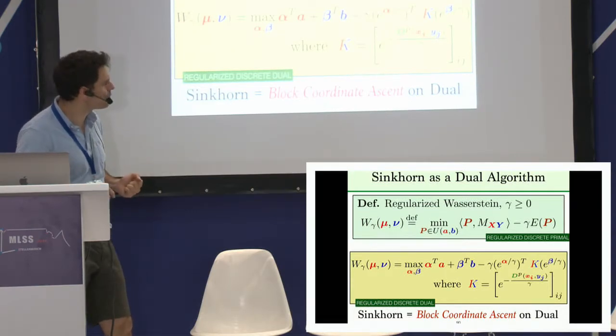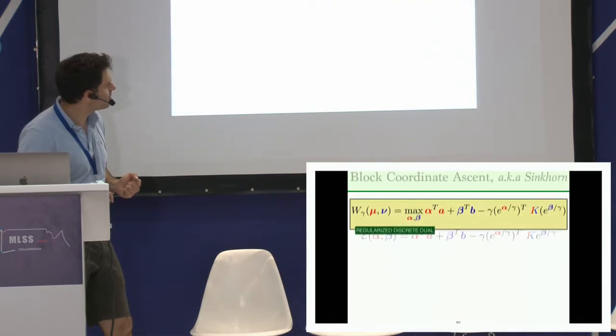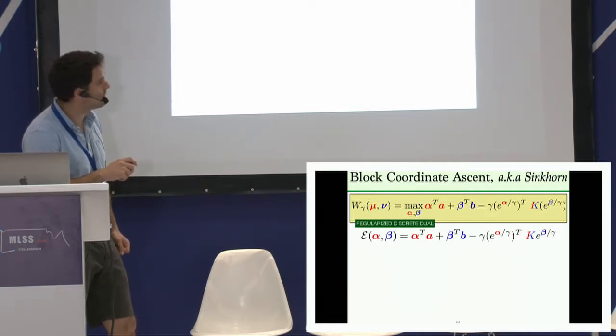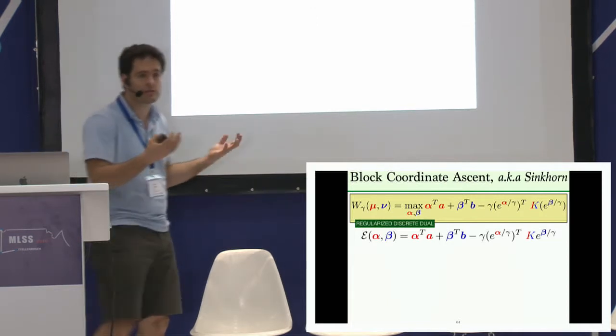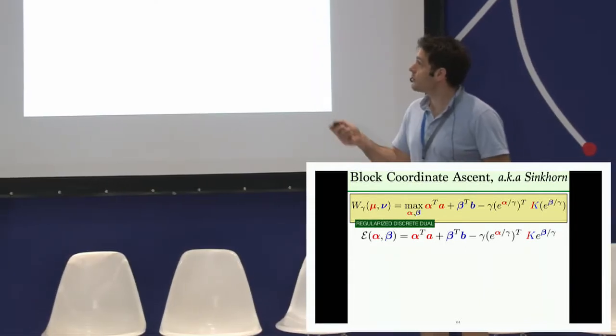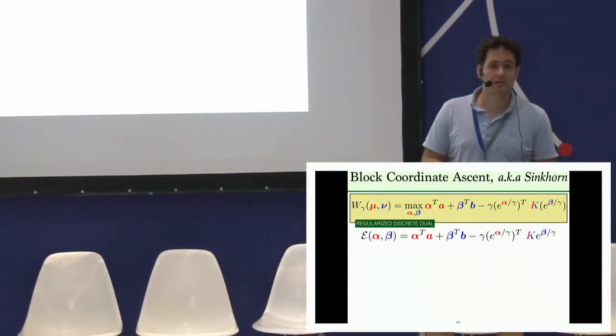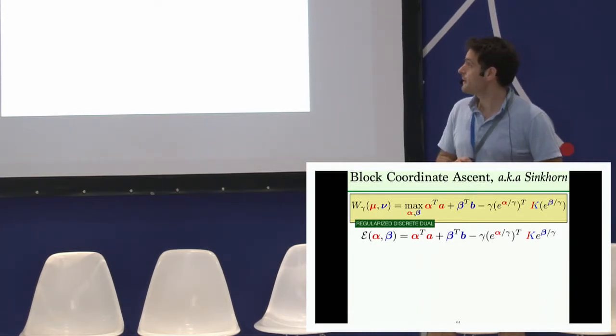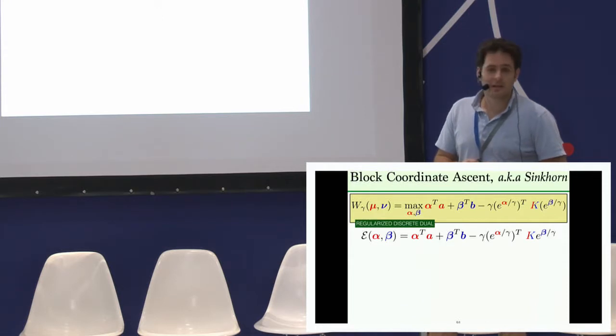So let me try to show you this. Imagine you have this problem. You want to maximize over alpha and beta, two vectors, the dot product of alpha with a and the dot product of beta with b, minus this formula. Trust me, this is the dual, so it corresponds to the previous problem. The problem here is not constrained, unlike the previous case where we had the constraint that P had to have the right marginals. What you can do in this case is block coordinate optimization.